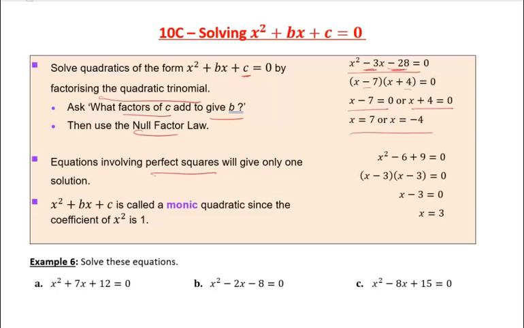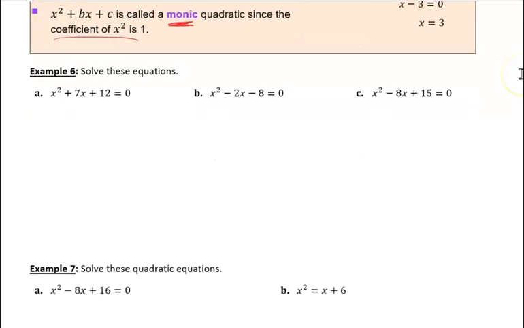Equations involving perfect squares will only give one solution. So if this ends up being (x - 3) squared, there's only one way to go. And that fancy word monic comes up again, because it just means the coefficient of x squared is 1, which makes our lives a lot easier, let me tell you, at this point.